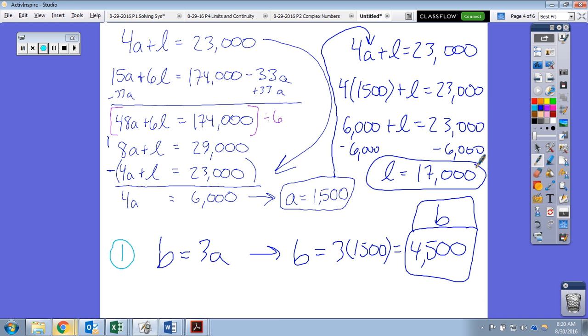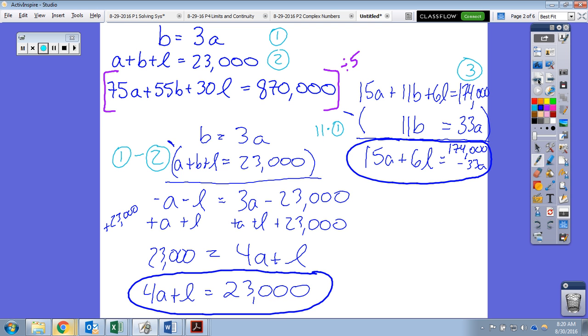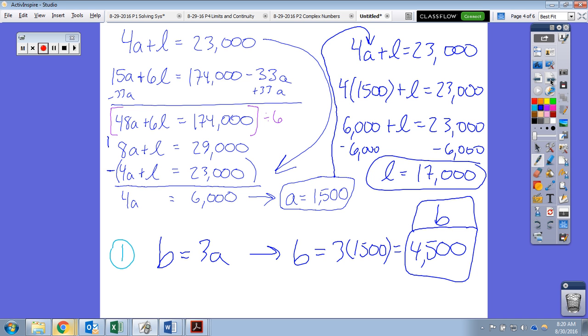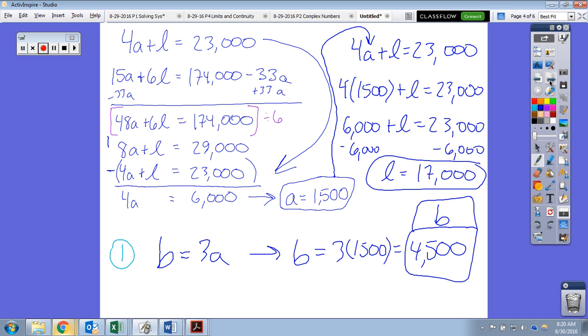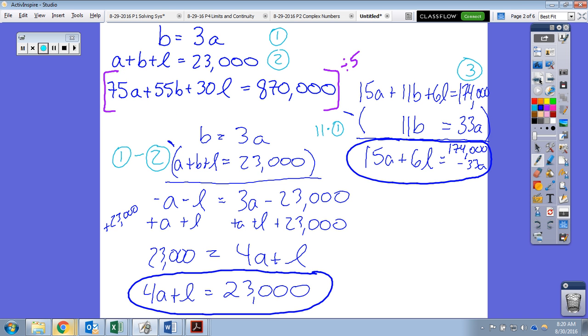So someone with the calculator, if you don't mind, please, I want to test this for 1, 2, and 3. So B equals 3A. See if that works. Does 4,500 equal 3 times 1,500? Yes. So that works. The next one, A plus B plus L equals 23,000. 1,500 plus 4,500 is 6,000. 6,000 plus 17,000 is 23,000. And then now let's see if it works for this one here. I don't care whether you do this or this. I just divided out 5.